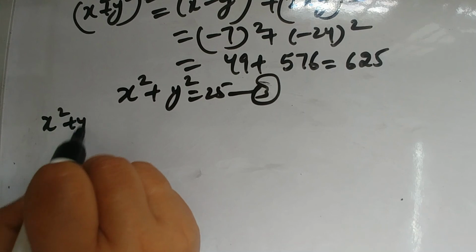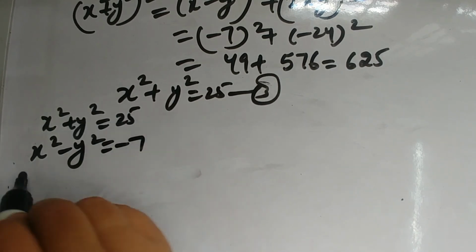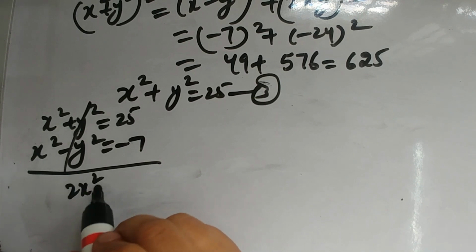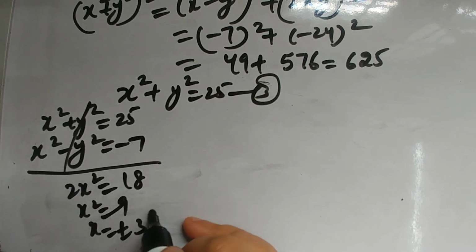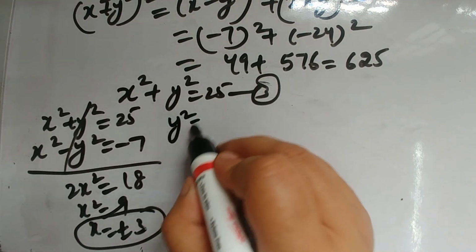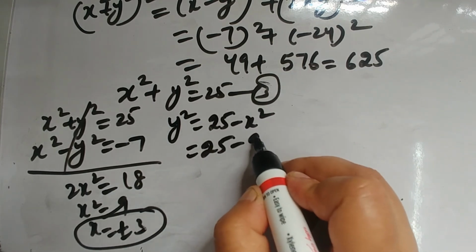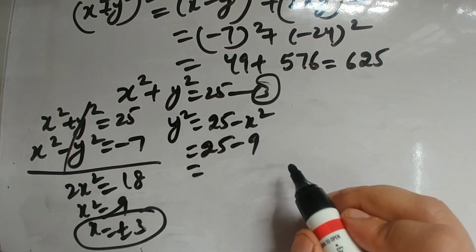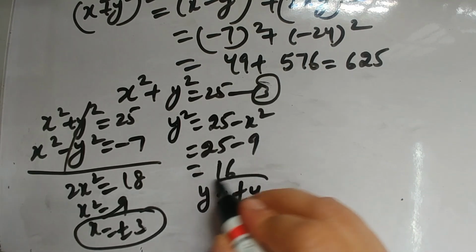Now I'll solve x² plus y² equal to 25 and x² minus y² equal to minus 7, so adding, 2x² is your 18, x² is 9, x is plus minus 3. Okay, and now y² is 25 minus x², so it is 25 minus 9. Okay, so it is your 16, so y is plus minus 4.